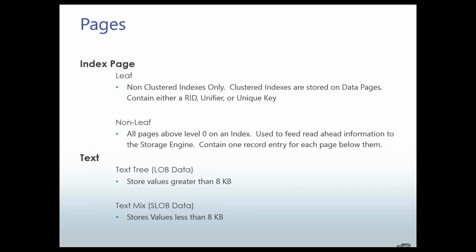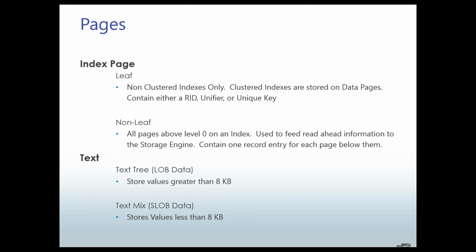The next type of page we have is a text page. Now remember, we were talking about records, and records have different allocation units for where they are stored. Anything that is 4,000 characters or higher that cannot fit on a regular data page is going to be on a text record, either as a LOB data or a SLOB data page. SLOB data is also known as row overflow data. LOB data is large object data. And these are going to be in a text tree format.